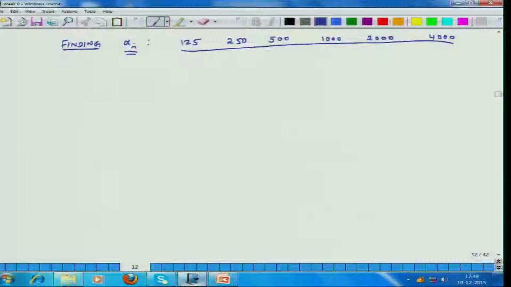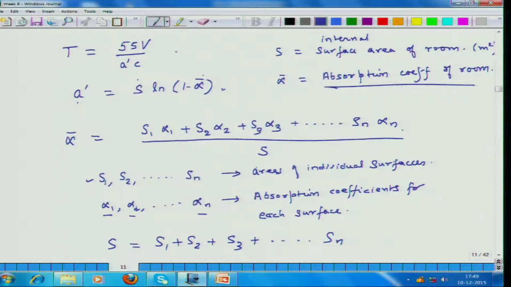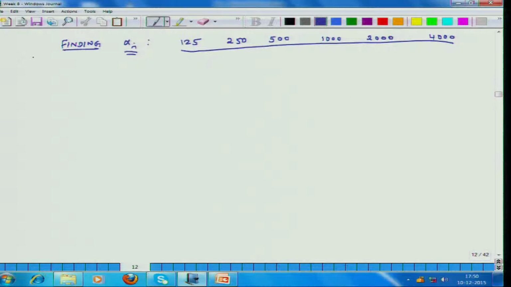So using this table, or if you have some special material, you have to identify what its absorption coefficient is. Then once you have done this, you can calculate the value of this alpha bar. From alpha bar you calculate A prime, and from this you calculate the reverberation time of the room. So that's a fairly straightforward process.